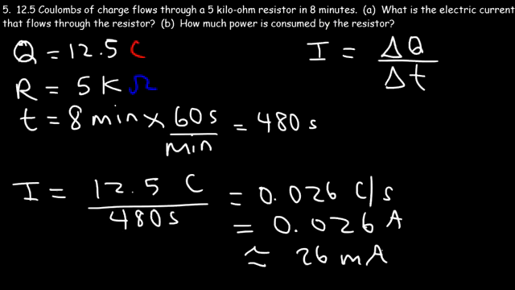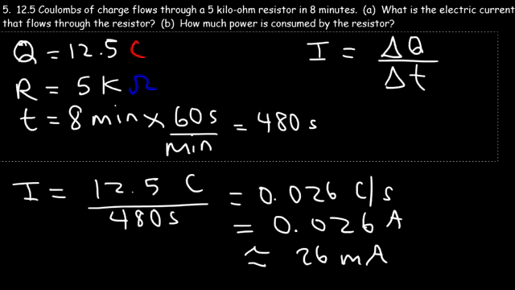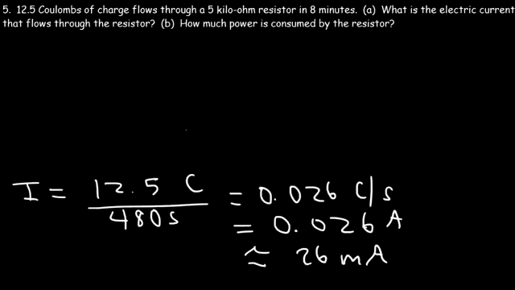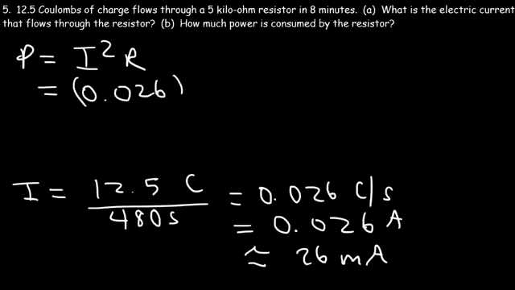Now let's calculate how much power is consumed by the resistor. So let's make some space before we do that. What equation would you use? Now we don't have the voltage, so let's use an equation that contains only current and resistance. The current is 0.026 amps. And let's square that number. And the resistance was 5 kilo ohms. A kilo ohm is 1,000 ohms. So 5 kilo ohms is 5,000 ohms.